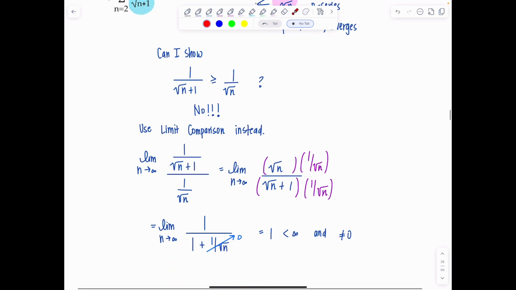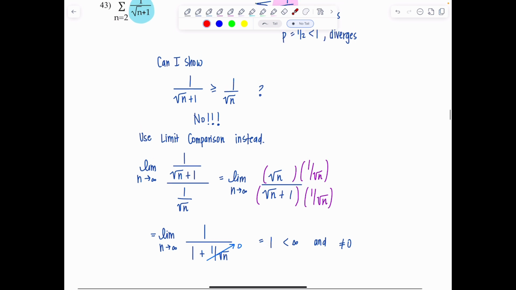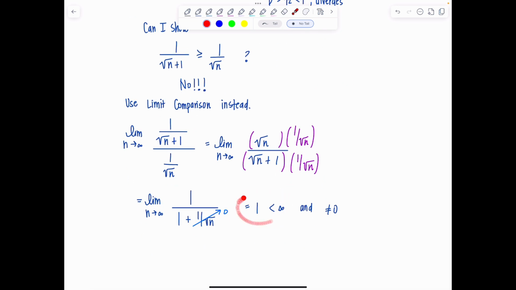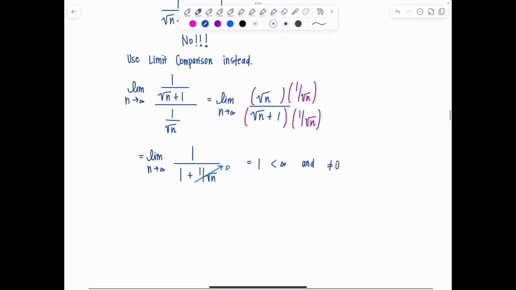So the conclusion doesn't depend on what this number is, right? As long as it's finite and non-zero, the conclusion, whether it converges or diverges, depends on what you compared it to. This tells you they behave the same. So the sum n equals 2 to infinity of 1 over square root of n plus 1 also diverges by the limit comparison test.